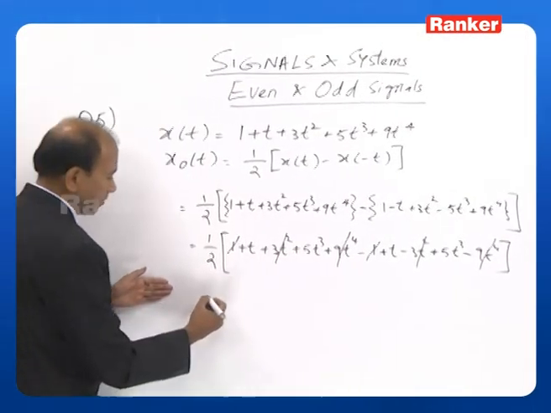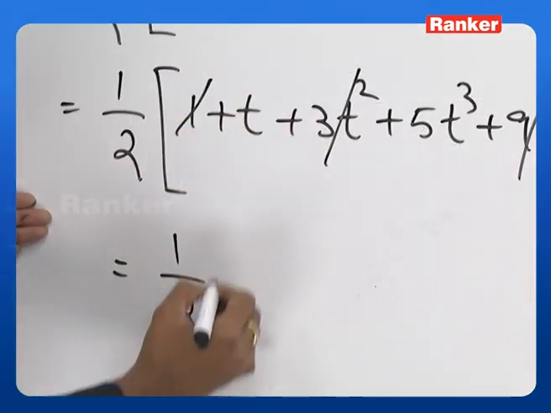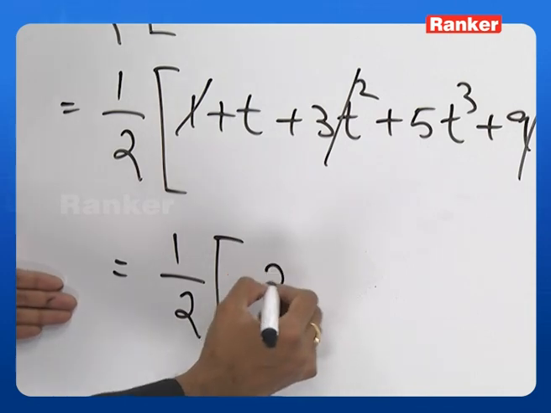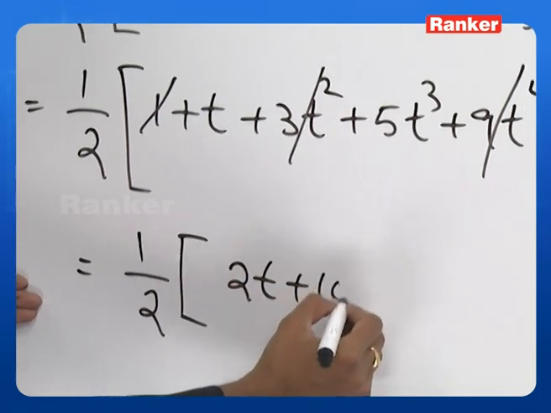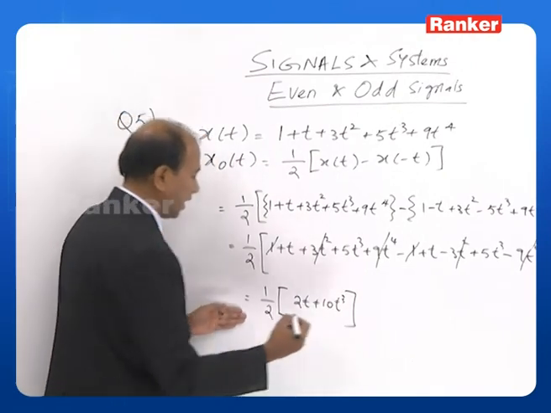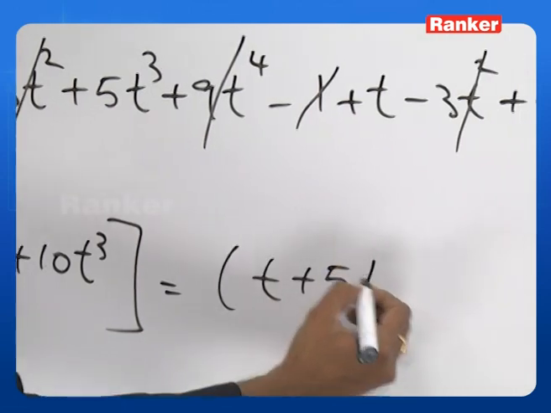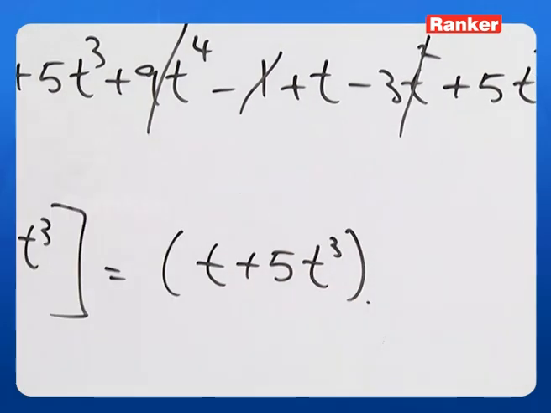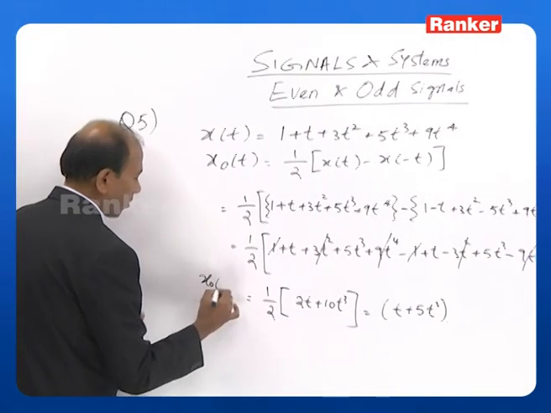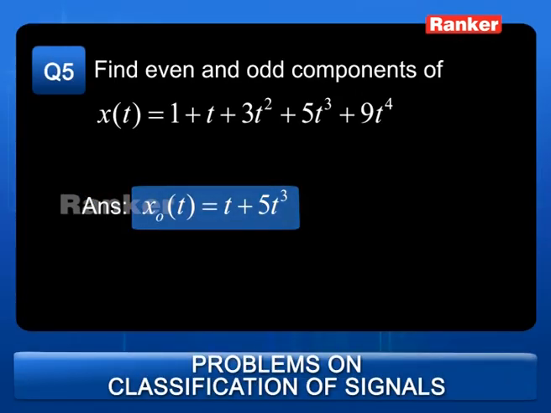Now, this will become half of 2t plus 10t cube. Now, this is equal to t plus 5t cube. This is the odd component of the given signal.